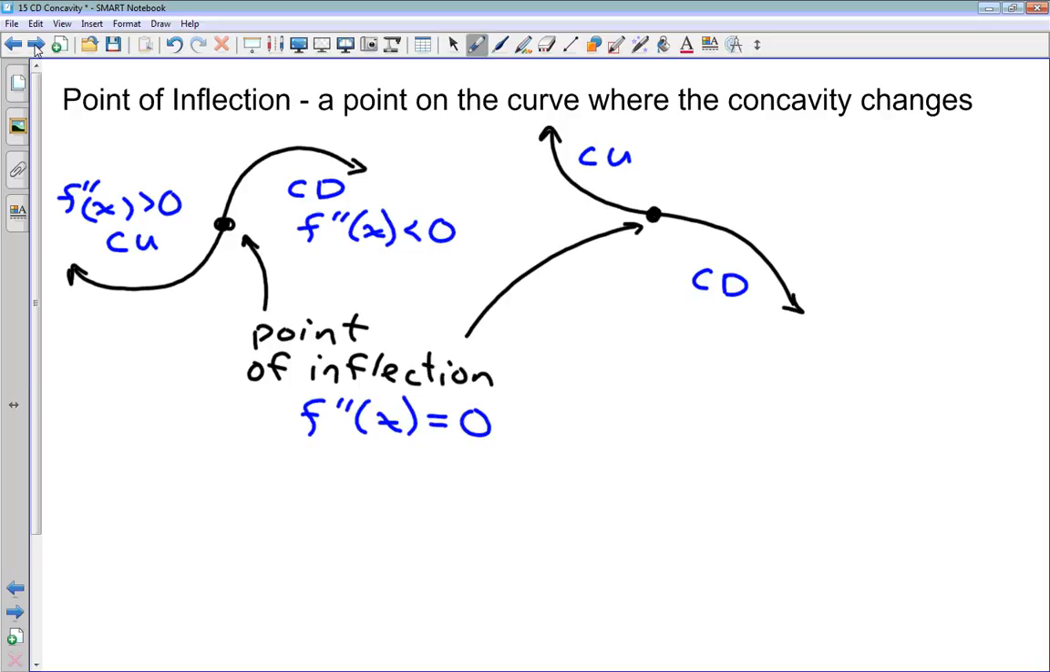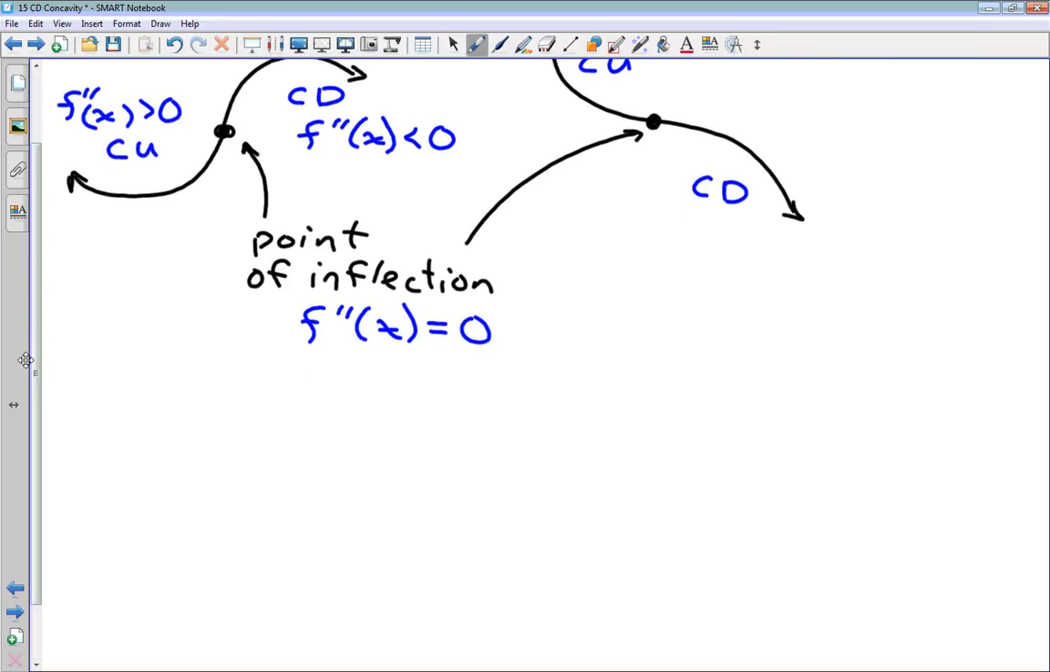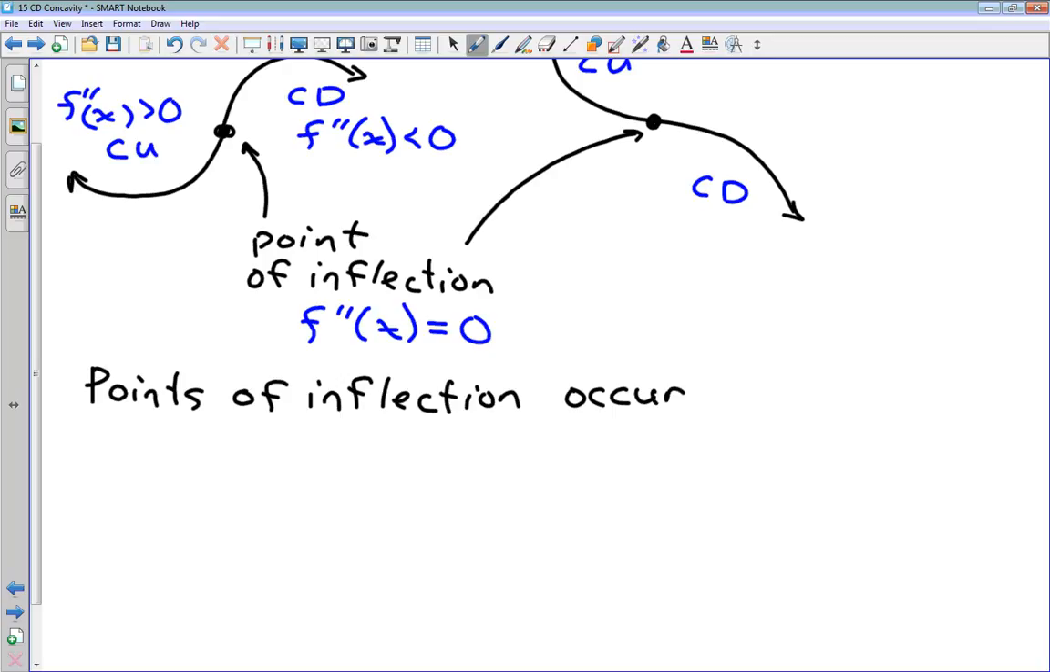Okay, so let's just write that out. So points of inflection occur where f double prime of x equals 0.